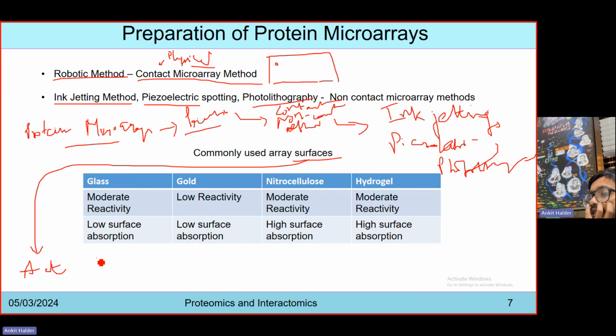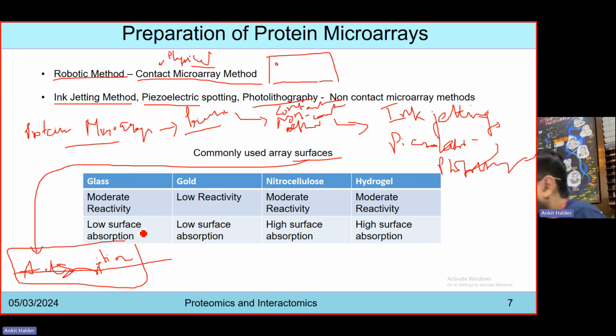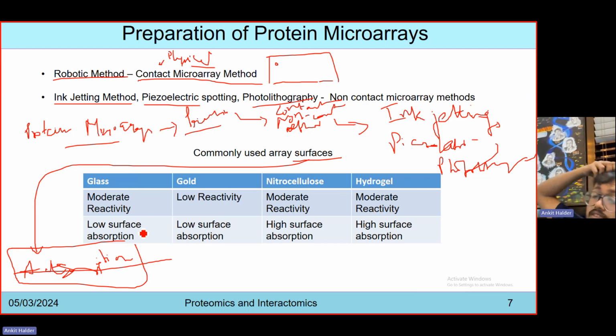So this surface will lead you to have the absorption. So these are what need to be kept in mind when we are doing this. These are some of the different commonly used array surfaces, which we again need to be careful in choosing because of the experimental demand and the sample type of what is getting absorbed, and which have certain reactivity and surface absorption, etc.